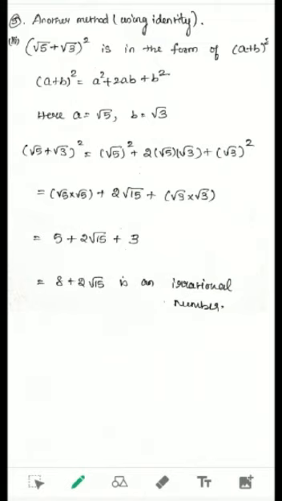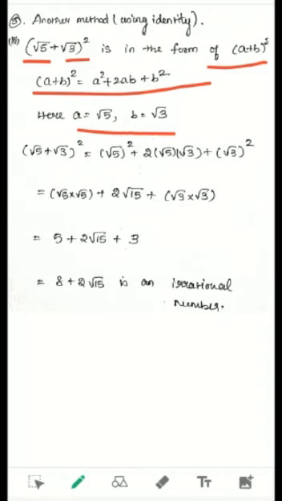So look here, the question is root 5 plus root 3. Root 5 plus root 3 is in the form of (a plus b) the whole square. And what is the identity? (a plus b) the whole square is a square plus 2ab plus b square. In the place of a we have root 5, in the place of b we have root 3. That's why I have written a is equal to root 5 and b is equal to root 3. Now you just substitute these values of a and b in this identity.